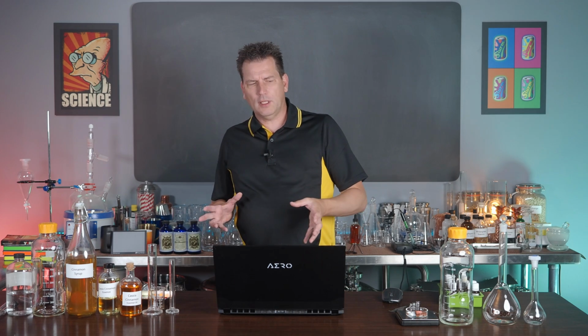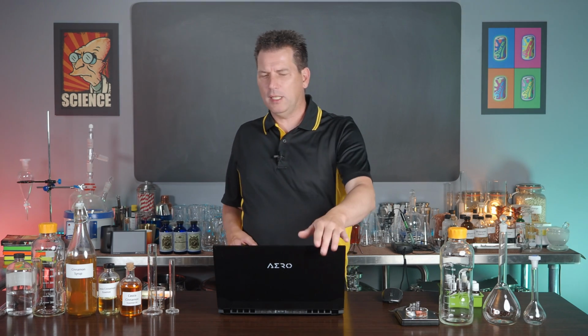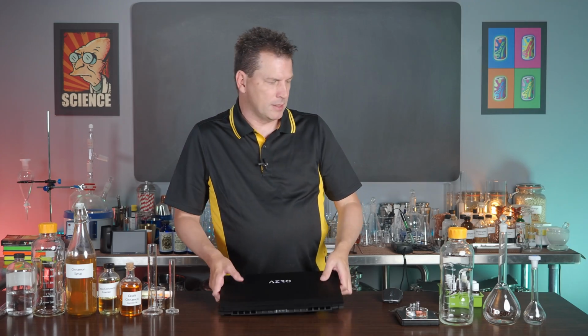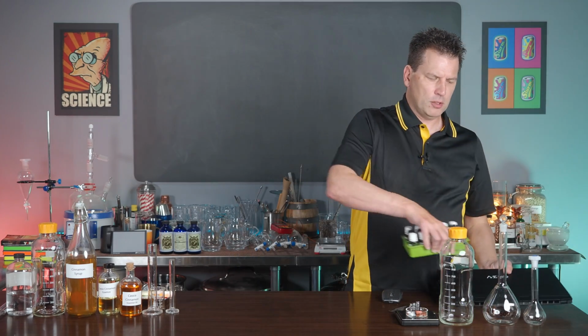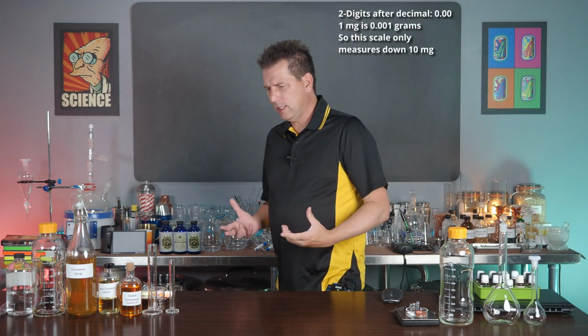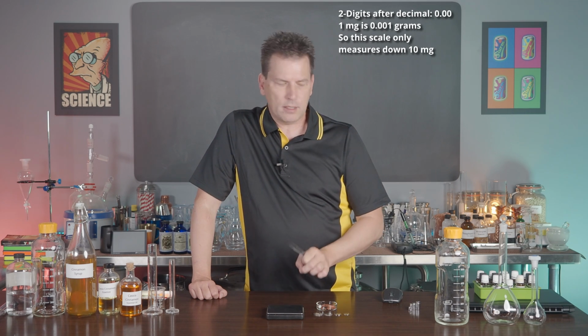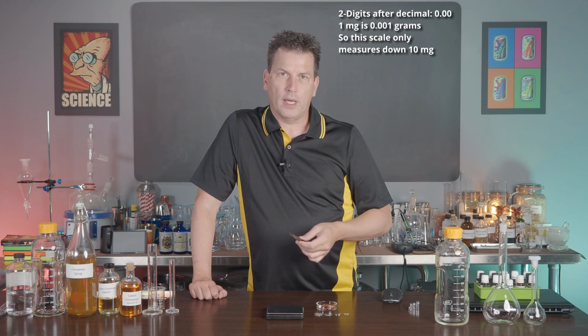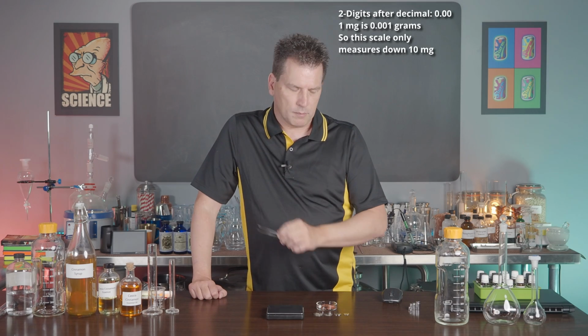Now that we've talked a lot about parts per million, let me explain what a part per million is, because I think it's a bit of a nebulous term. Often people don't understand it. This is a 2-digit scale, and that means it will read a gram as 1.00 grams.